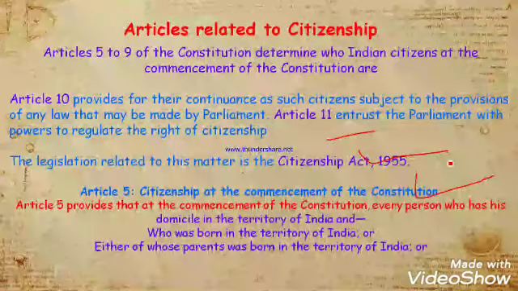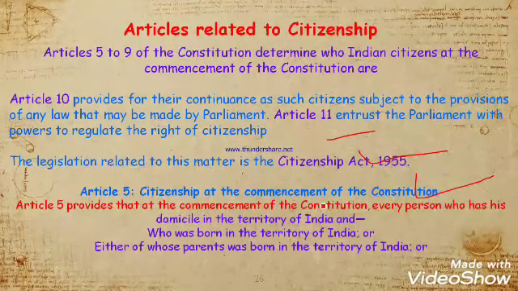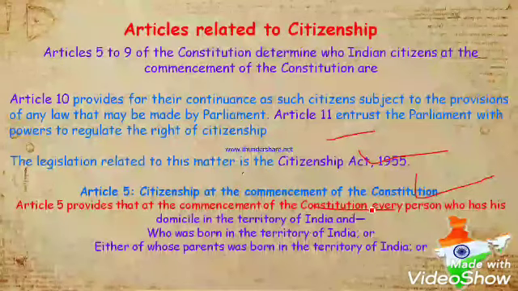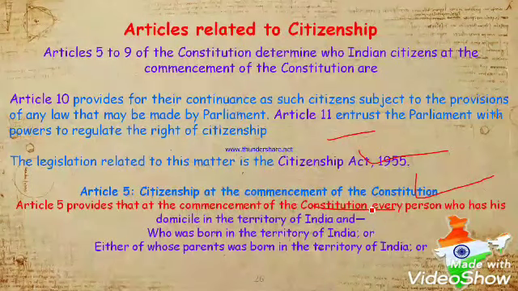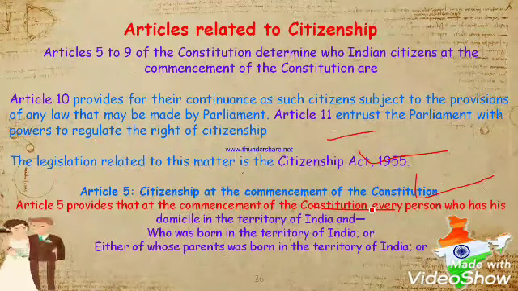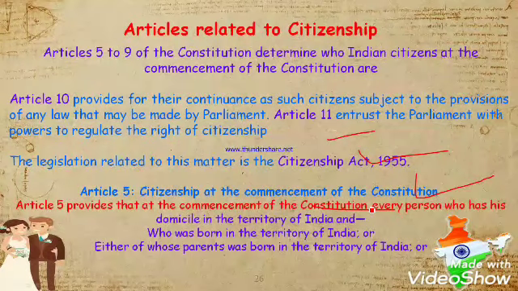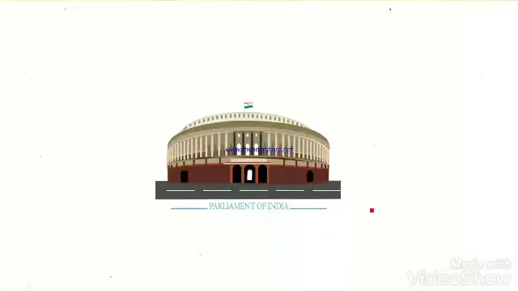Let's discuss Article 5 in depth. Article 5 provides that a person will be called a citizen of India who was born in the territory of India, or either of whose parents was born in the territory of India.